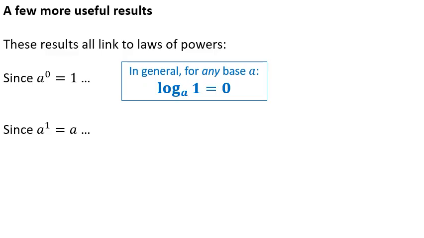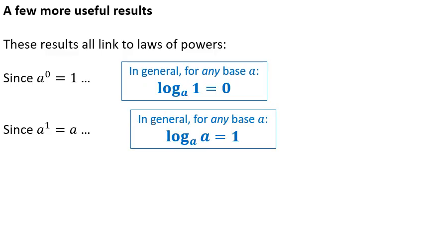Next, if you raise something to the power of 1, you get the same something you started with. 7 to the power of 1 is 7. 3.5 to the power of 1 is 3.5. So if you take logs with a base of a, of the value a, you always get an answer of 1.